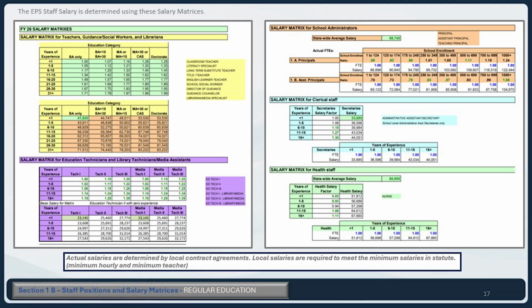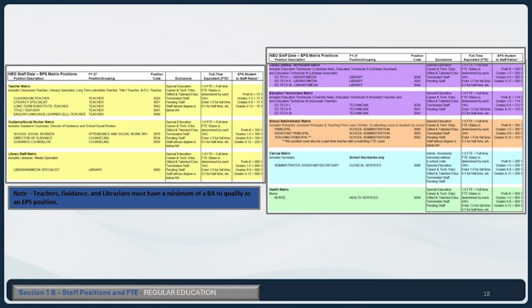So this is a look at the salary matrices that we use when we calculate that funding in section 1B. Every position that is a regular education position, we use this same salary. It's base salary, and it's increased based on years of experience, highest degree earned, and then the FTE that is actually reported for that position. These are the positions within those matrices. As you can see, it's for regular education only. Those other costs for special education, career and technical, gifted and talented, etc., those are calculated separately in a different section of the ED 279. So again, section 1 is regular education only.